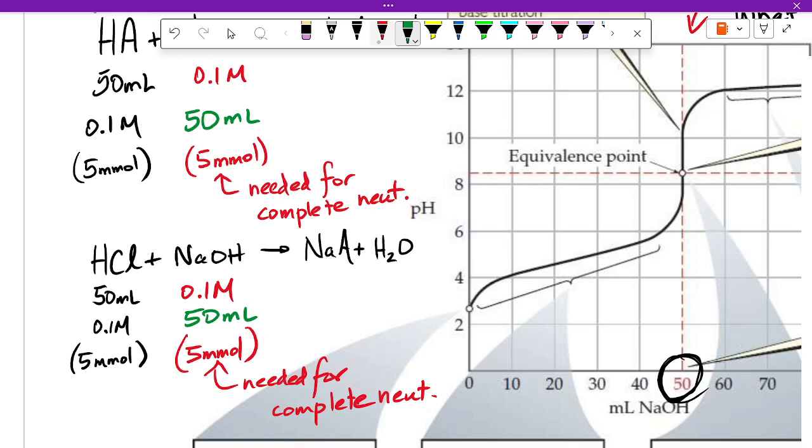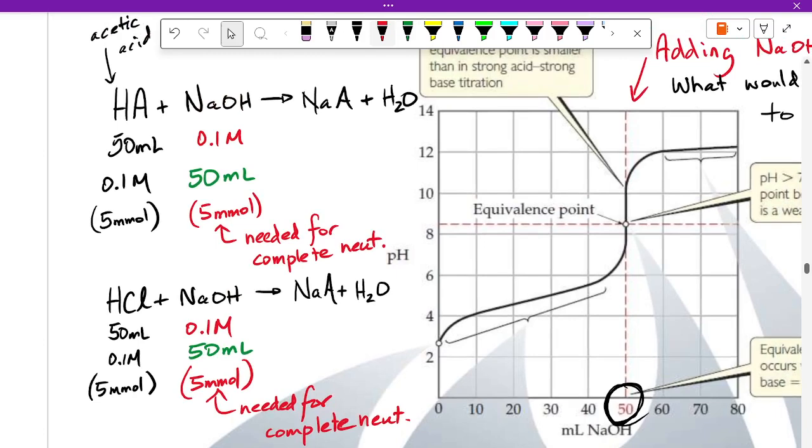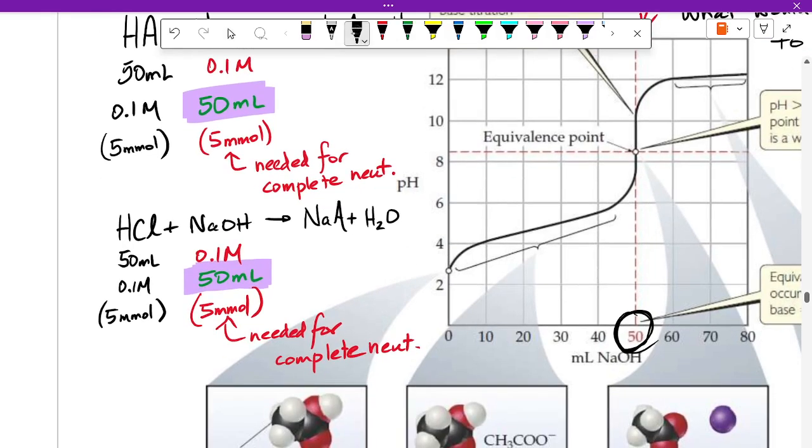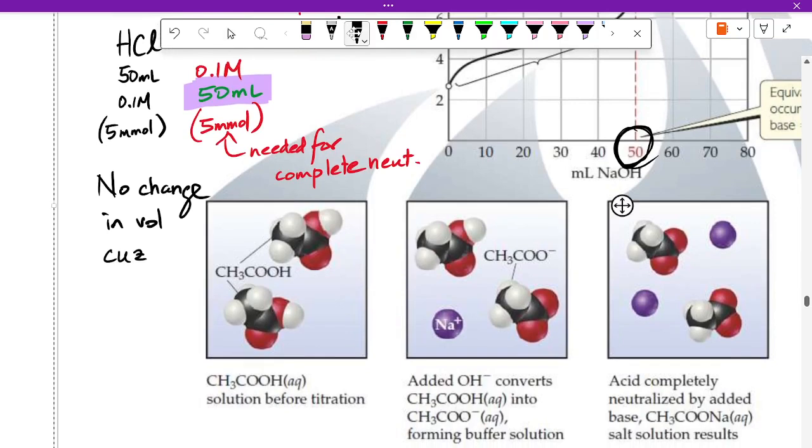So does it change the volume? No. Okay, and that's because regardless of whether you have a weak acid or a strong acid, that reaction is pushed to completion by the strong base. And so it's really only the moles that matter to get to the equivalence point. Only moles matter to get to the equivalence point. So no, it doesn't change the volume at all, because the moles of acid needing neutralizing is the same.